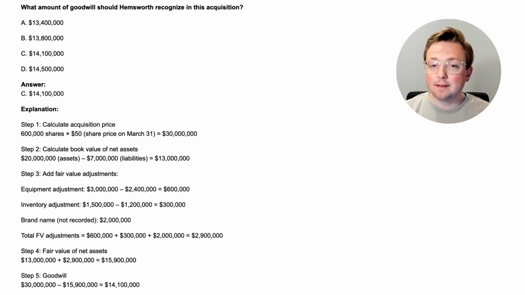The answer is C. $14,100,000 is the amount of goodwill that they're going to recognize. So let's go through this step by step. First off, we have to calculate the acquisition price, which we learned how to do in question 1. So there were 600,000 shares. $50 was the share price on the acquisition date of March 31st, which is the date that matters. So $30 million was the acquisition price.